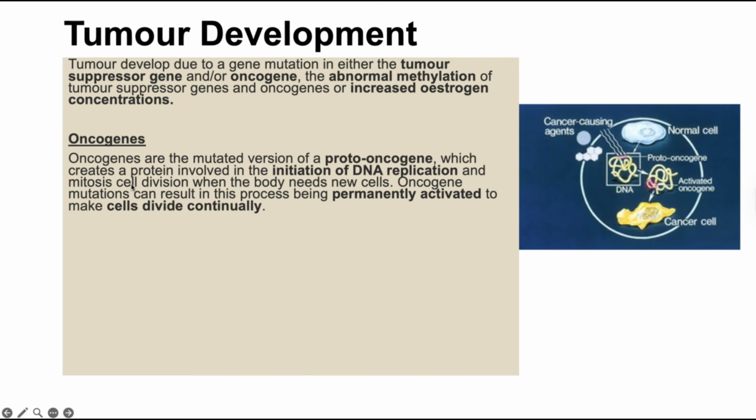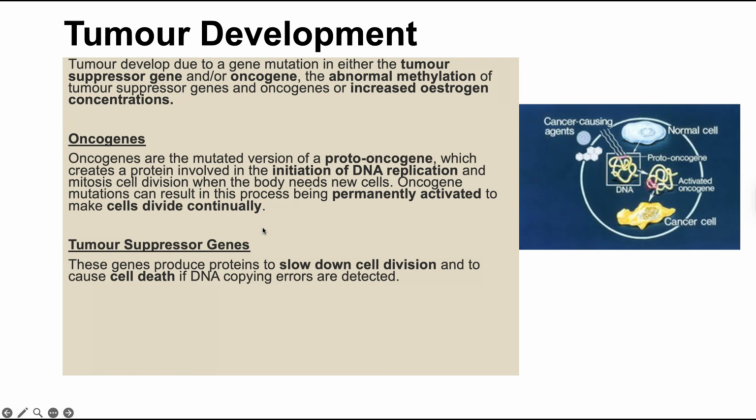Oncogenes are the mutated version of a proto-oncogene. And a proto-oncogene creates a protein involved in initiating DNA replication and mitosis when the body does need new cells. An oncogene mutation results in that gene permanently being activated. So you are going to have the protein constantly being produced to initiate DNA replication for cell division, even if new cells aren't being made, and that's why a tumour forms.